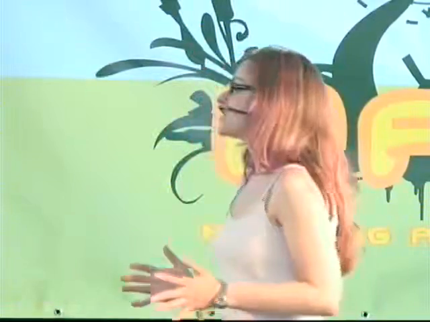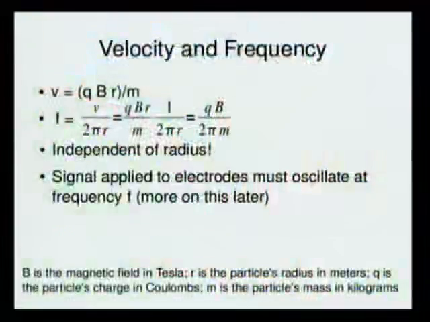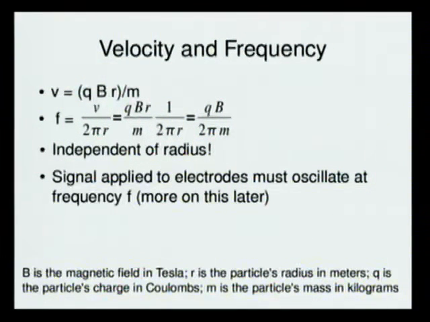Now, there's again the velocity equation on the top, and there's a thing called the cyclotron frequency, which is how many times per second it goes around the circumference of the cyclotron. So that's the velocity divided by 2 pi r, where 2 pi r is the circumference. Velocity divided by circumference gives you units per second. You solve for that, subbing in the velocity equation, and you get qB over 2 pi m. The most important part is that it's independent of radius. And that's really why cyclotrons work.